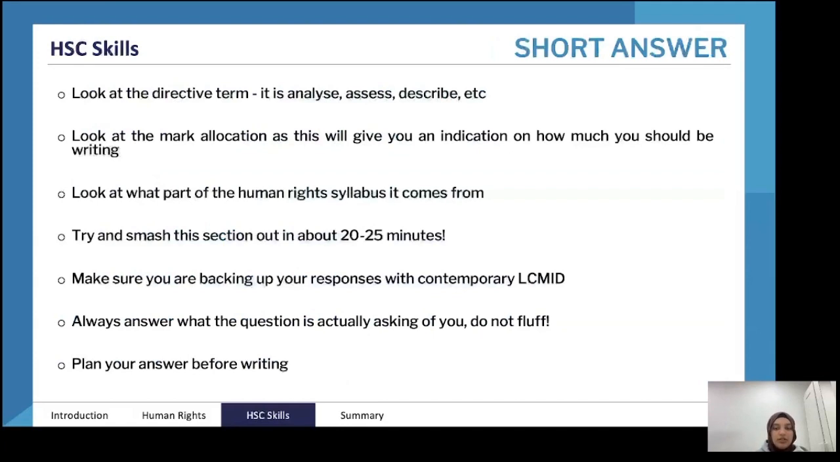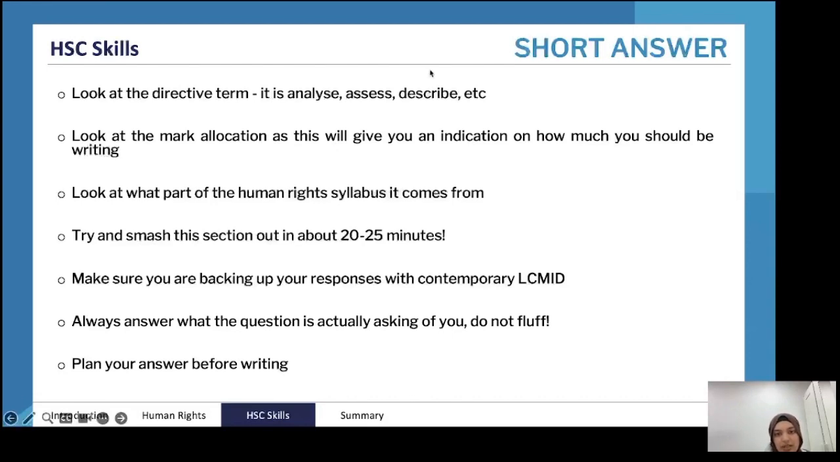And then moving on to short answer. So we're looking at short answer, which is going to be human rights. So look at the directive term. So is it analyze? Is it assess? Is it describe? What is it? Right? Be able to understand what each one means.